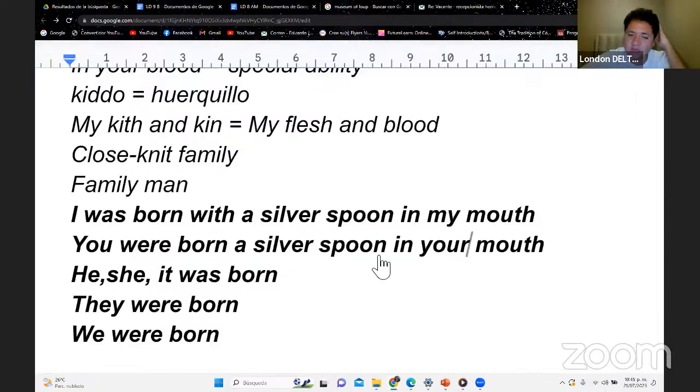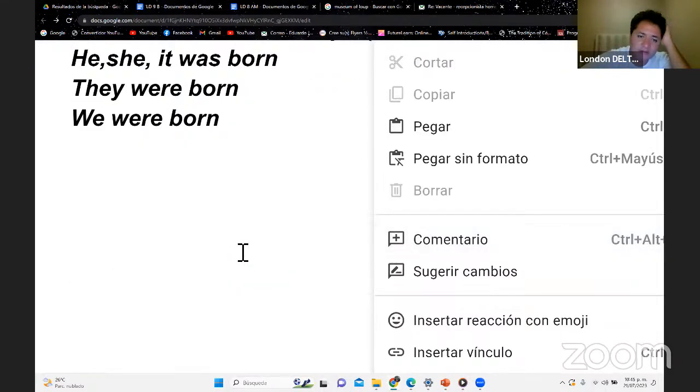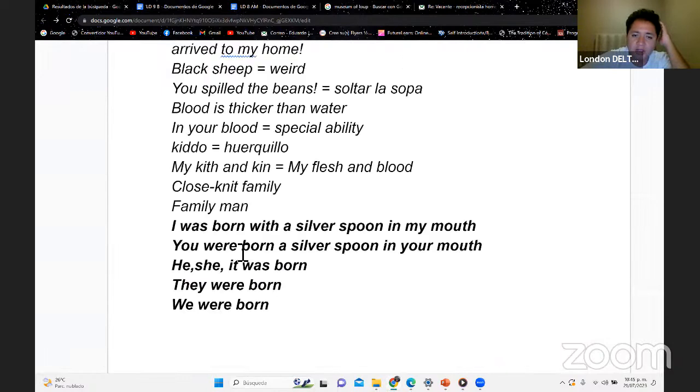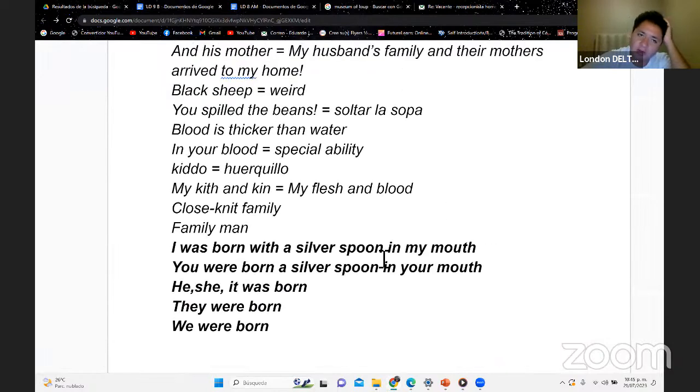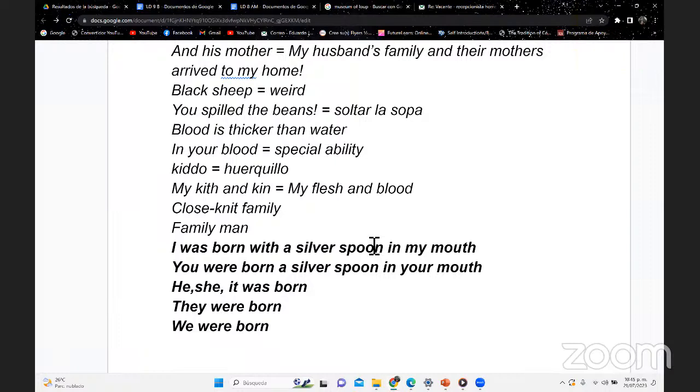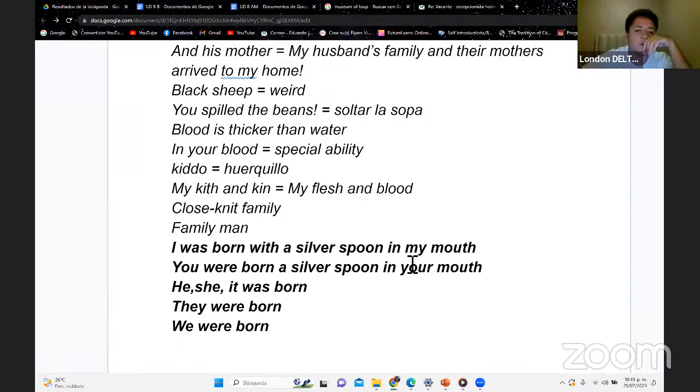¿Y qué quiere decir esta expresión? ¿Qué creen que quiere decir nacer con una cuchara de plata en la boca? What do you think is the meaning of this expression? Está bien, que tenga una posición económica cómoda. Exactly, que nació ya teniéndolo todo, right? Como que nació en cuna de oro, ¿no? En cuna de oro, exacto. So that's the meaning aquí, por ejemplo, no es oro, pero es plata, right?